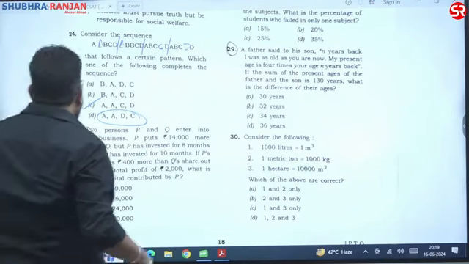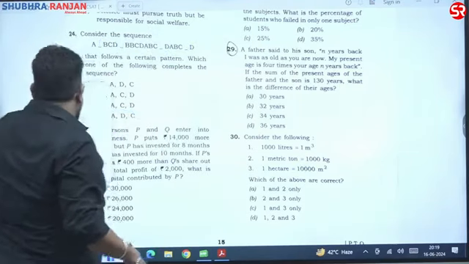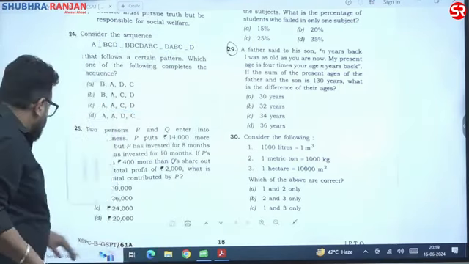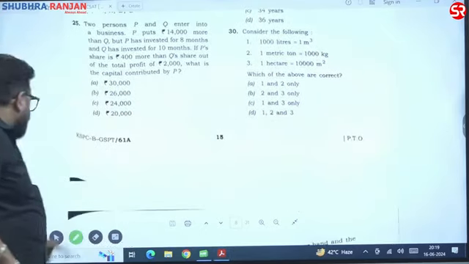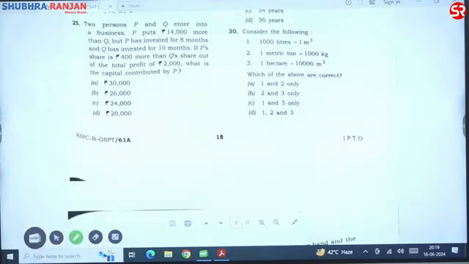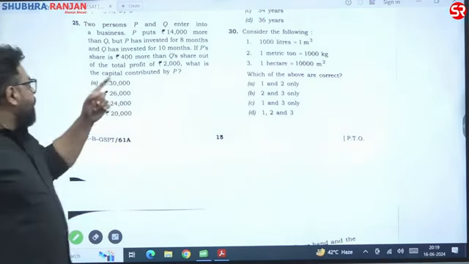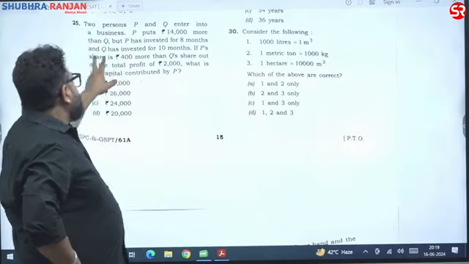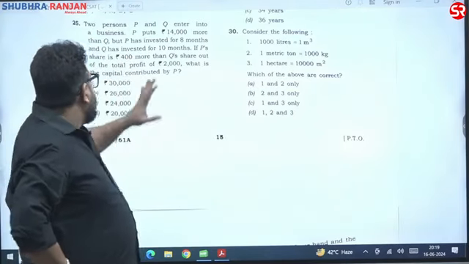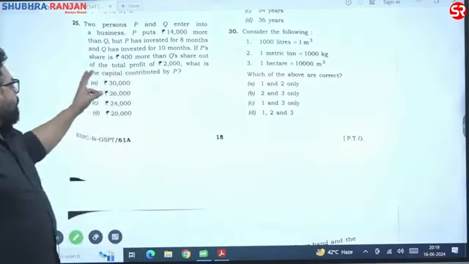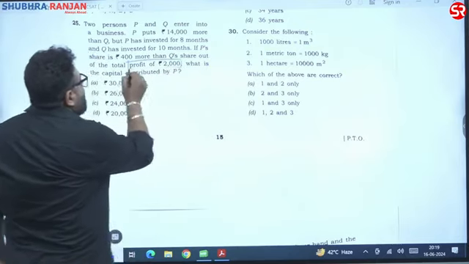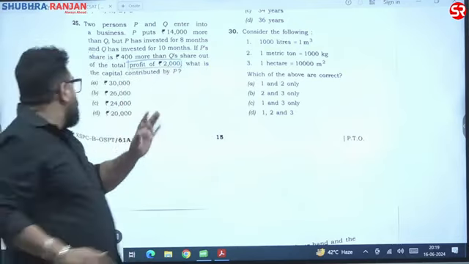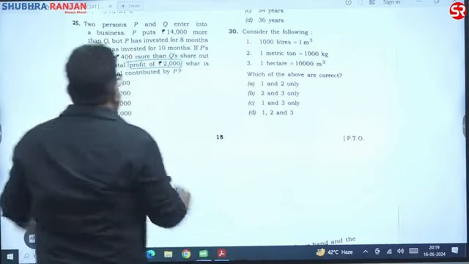Then basic partnership. He says two people, person P and Q, enter into a business. P puts 14,000 more than Q, but P has invested 8 months and Q has invested 10 months. If P's share is 400 more than Q's share out of the total profit, total profit is given to you as 2,000. This is where I hit the target. He says, what is the capital contribution of P? So I go by options.